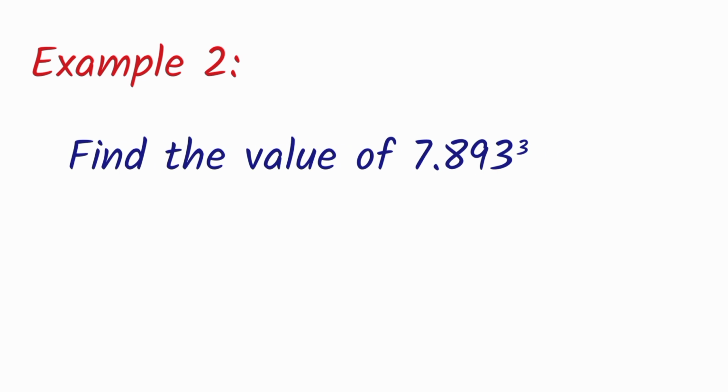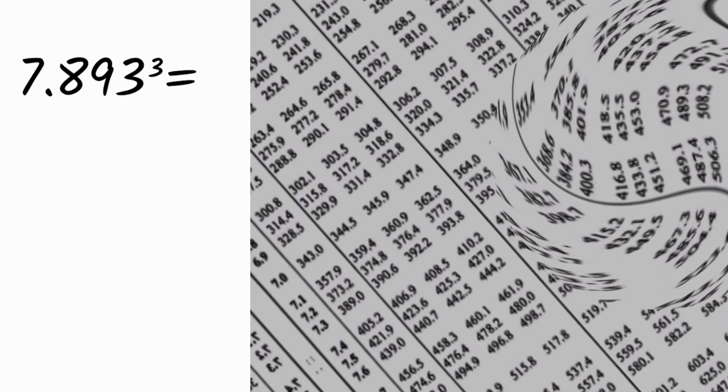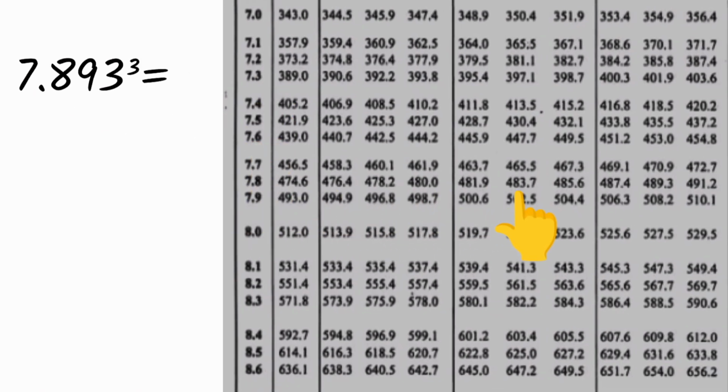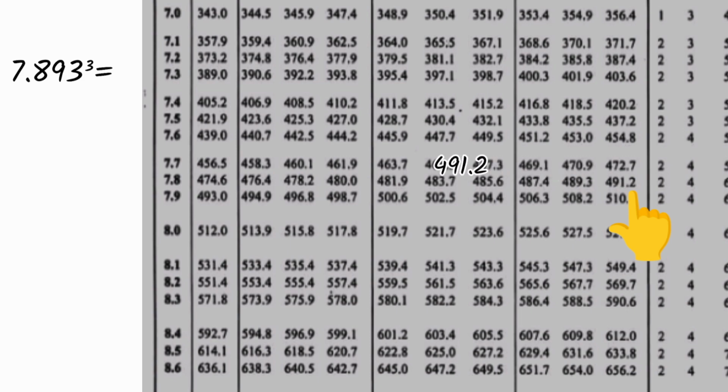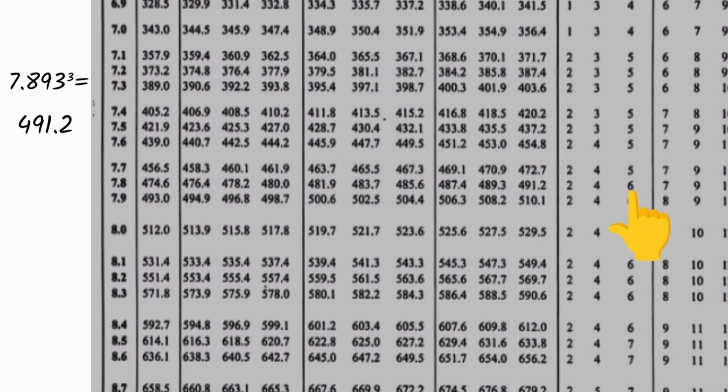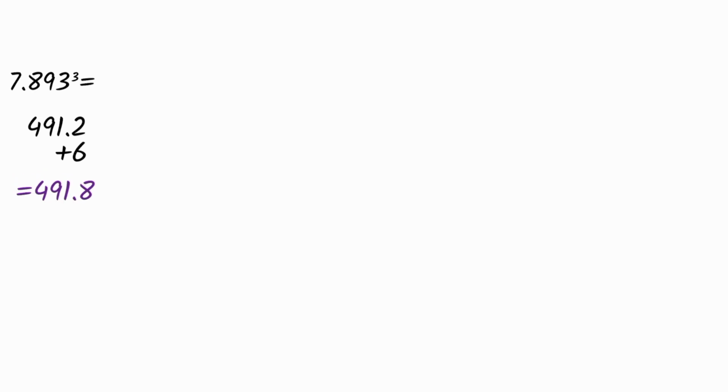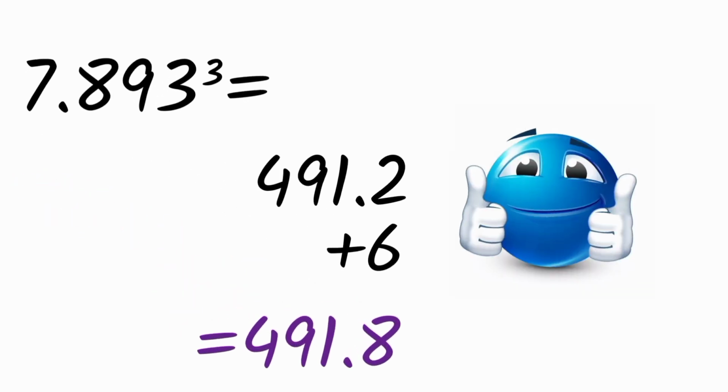We can do another example together so that you can understand it better. Find the value of 7.893 cubed. We locate 7.8, then head directly to where 9 is located and note down the value. And then head on to 3 and add this value to the first value. The answer we get is the cube of 7.893.